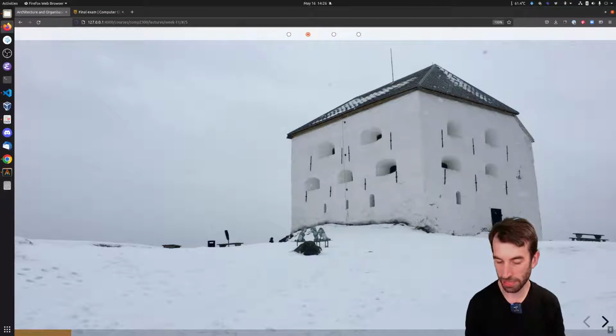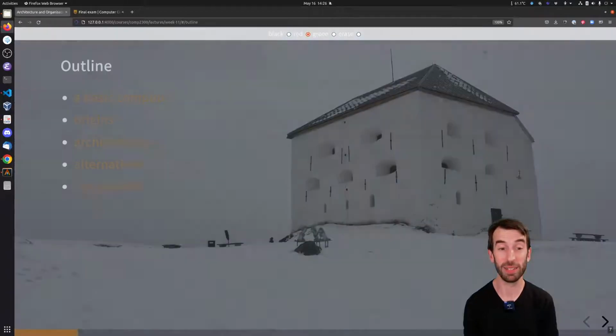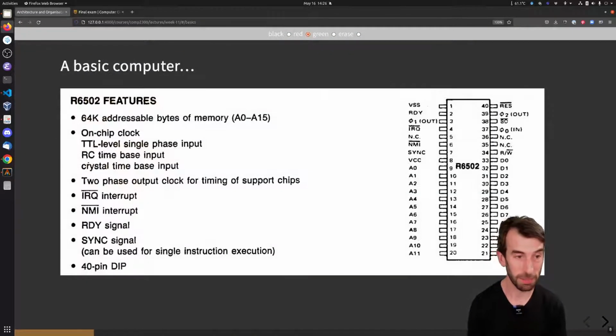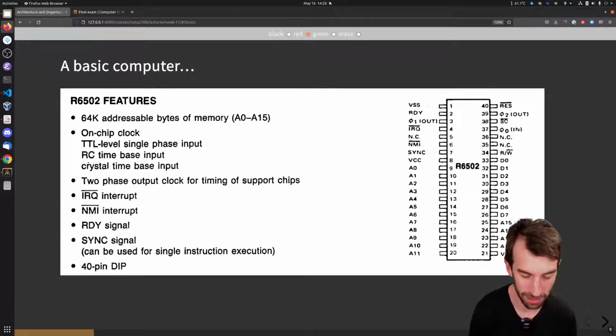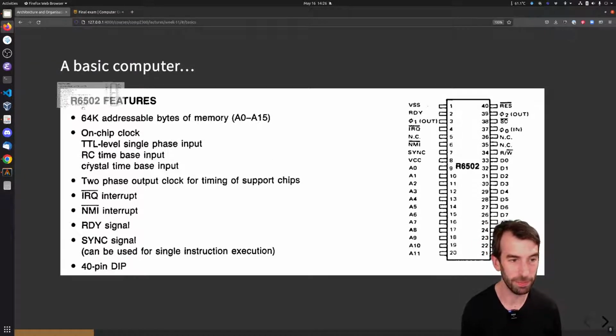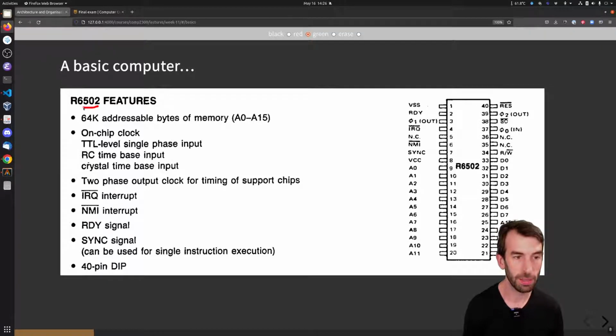So if we look at a very simple CPU, we could maybe see some of these features more clearly, because the microbit is even a bit too complicated. So let's look at a simple CPU. This CPU is called a 6502. It's a classic CPU from the mid-70s.